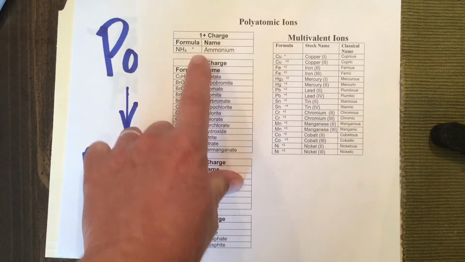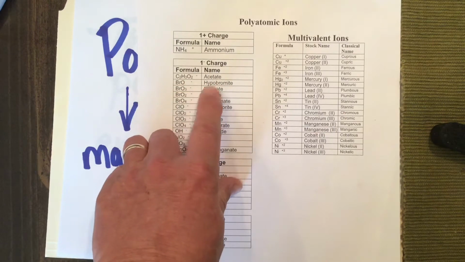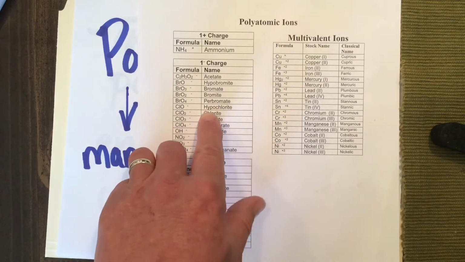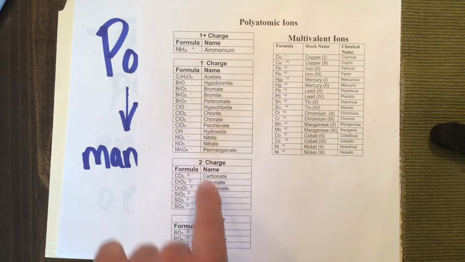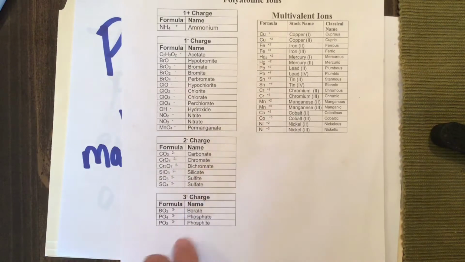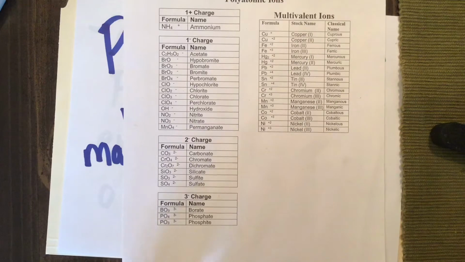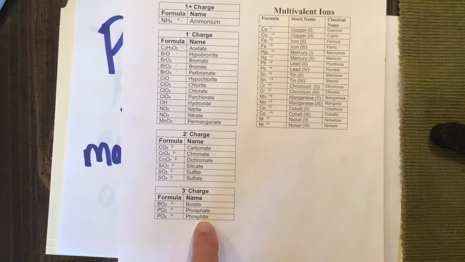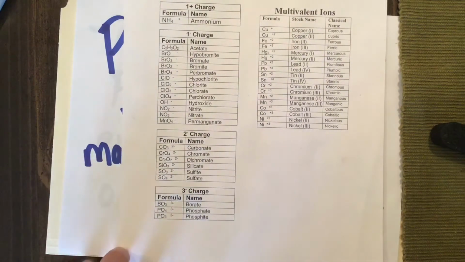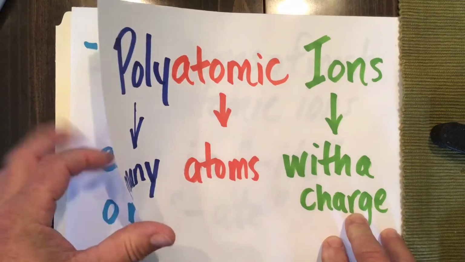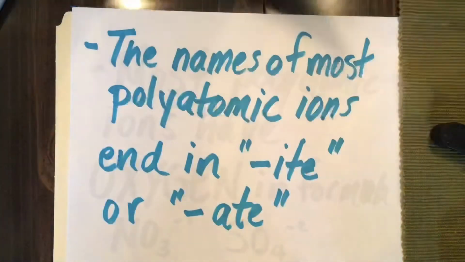There's ammonium with +1, acetate, hypobromite, bromite, bromate, perbromate, hypochlorite, chlorite. And here's the -2 ones: carbonate, chromate, dichromate, silicate, sulfate, sulfite, and -3 charges down there. These are all ones that have many different atoms, and they're all nonmetals, so they're covalently bound together in such a way that they have extra electrons and a negative charge.